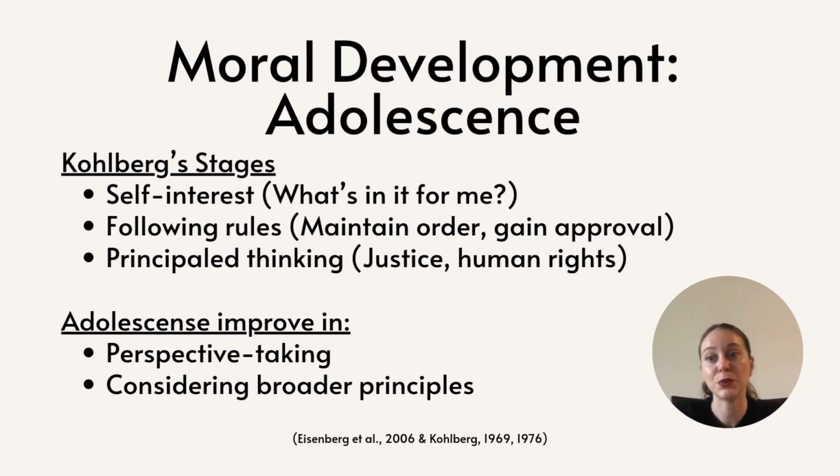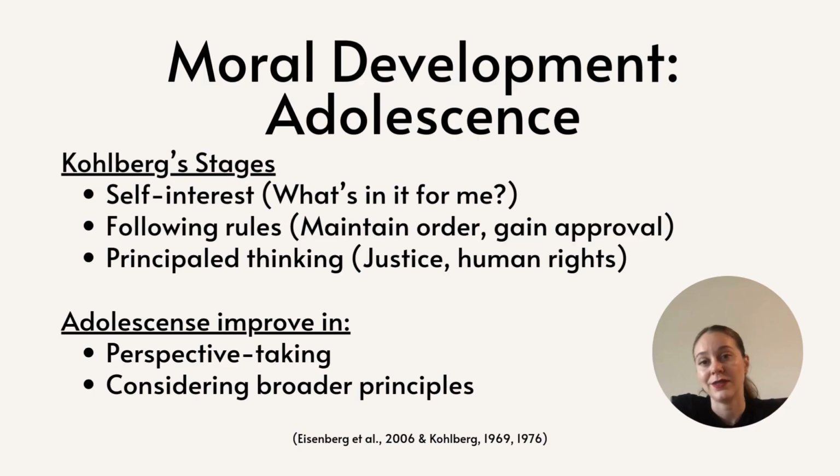Also, we have the principled thinking aspect. This is the highest level, where rules are weighed against broader principles of justice and universal human rights. At this stage, adolescents might argue that a rule should be broken if it's fundamentally unjust, or if it goes against what they consider human rights. They want justice and they want equality, generally speaking. So this is the principled aspect.